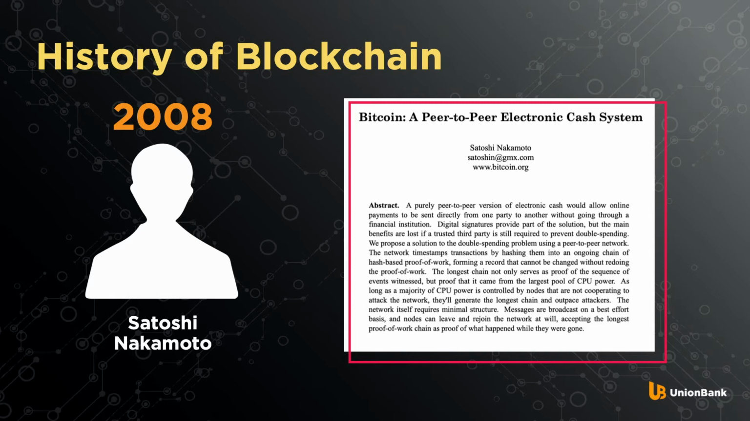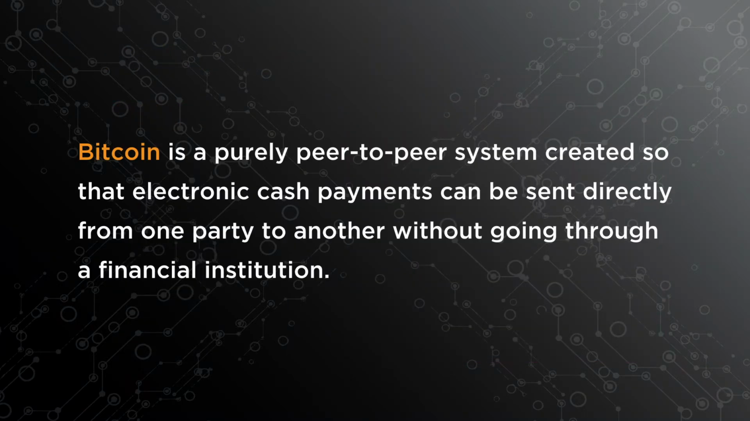Bitcoin's white paper outlines what Bitcoin is, popularized the use of cryptographic hashing, and how blockchain technology works. This is one of the most historical events about blockchain, which became the pioneer of the increased use of the technology. Bitcoin is a purely peer-to-peer system created so that electronic cash payments can be sent directly from one party to another without going through a financial institution.